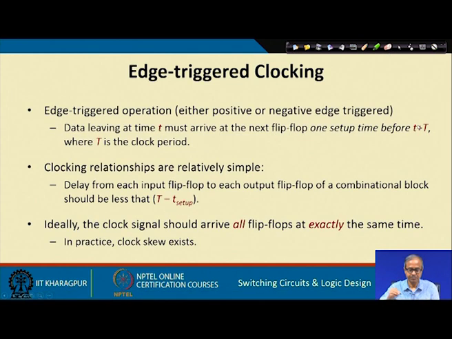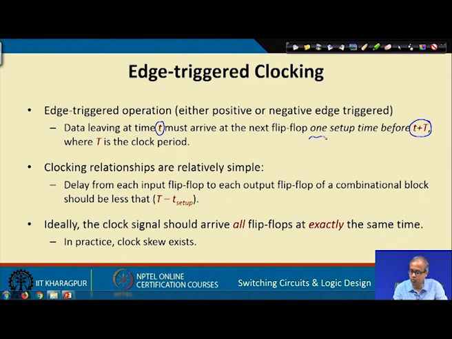So, when you talk about edge triggered clocking, this edge triggered may be either positive edge triggered or negative edge triggered, both ways. So, to summarize, data that is generated from the output of the flip flop, let us say at time t, must arrive at the next flip flop one setup time before t plus capital T, where T is the clock period. This is exactly what I mentioned in the previous diagram.